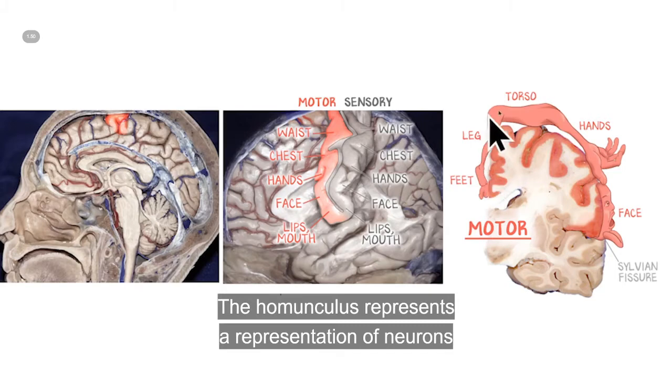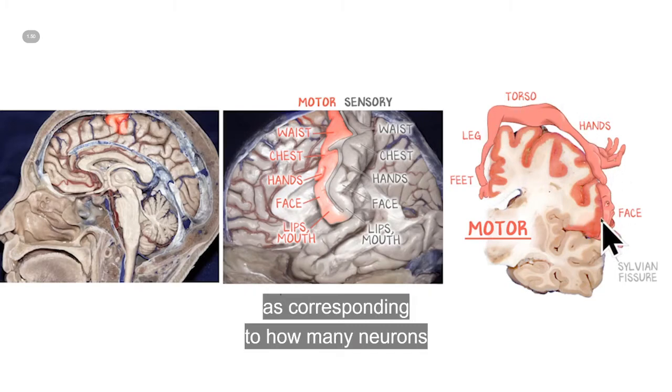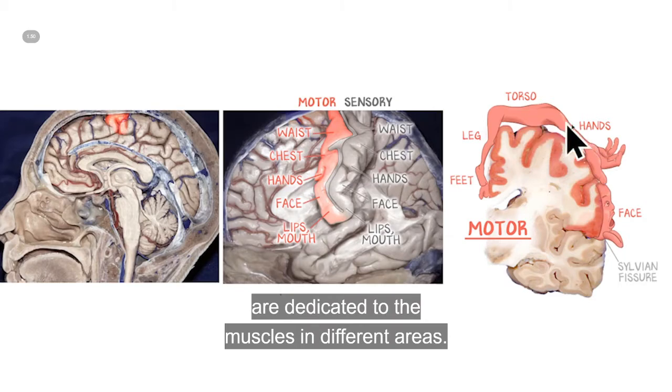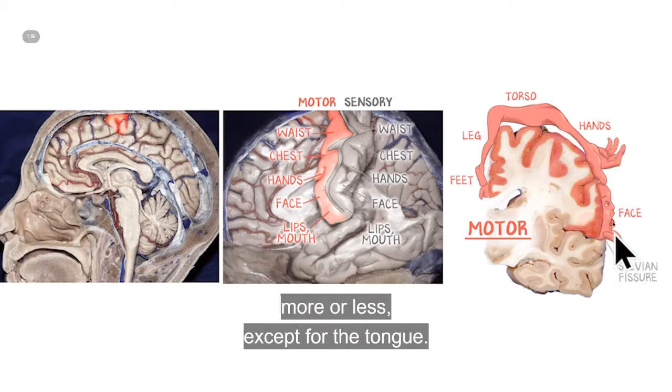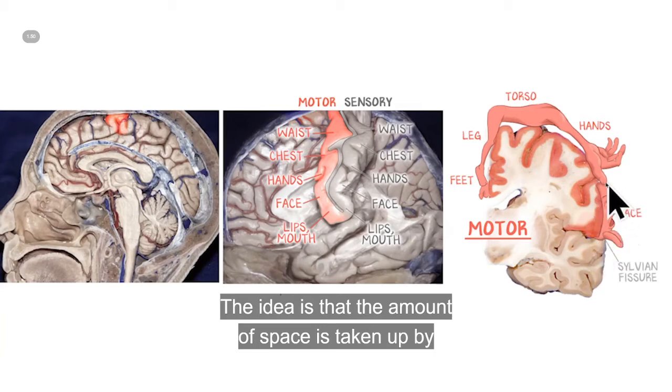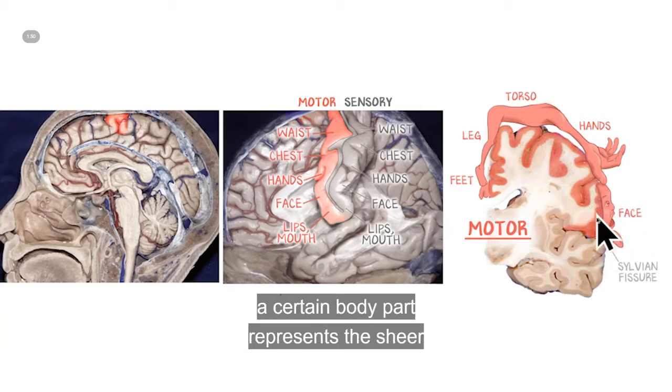The homunculus represents the representation of neurons as corresponding to how many neurons are dedicated to the muscles in different areas. You'll notice that it does go from superior to inferior, more or less, except for the tongue. The idea is that the amount of space taken up by a certain body part represents the sheer number of neurons represented by that, which means more neurons, more control.